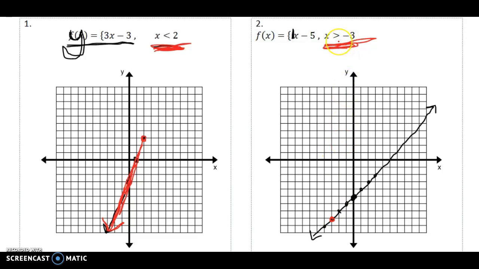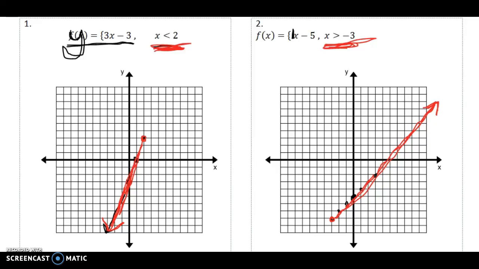Now, because it's a greater than sign, I want everything that's to the right. So I'm going to shade in here everything that's to the right of that point. This is the part of the graph that I want to keep. So I'll take my eraser and erase everything that was to the left. Again, that greater than sign told us that we wanted to keep the right-hand side.